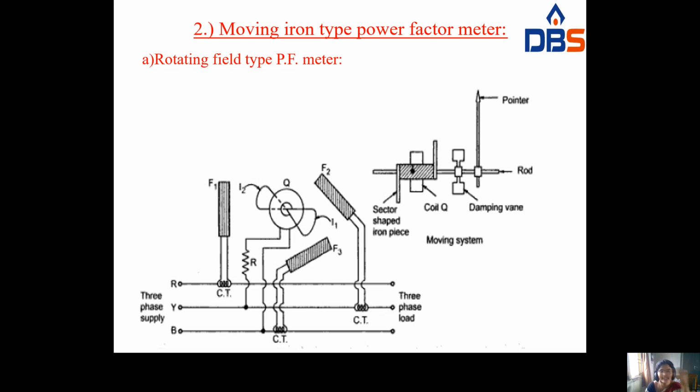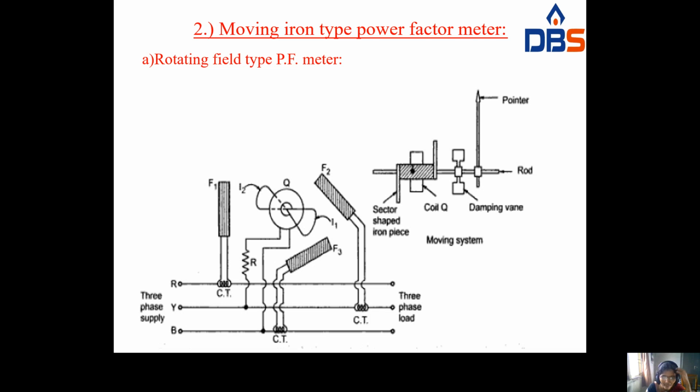The first one is the rotating field type. See here, the coil is placed here. Whenever you give the supply, these field coils will exhibit flux. Because of this flux, this coil will be moved. The coil will exhibit some force, and due to that force, the pointer will show the deflection like this.